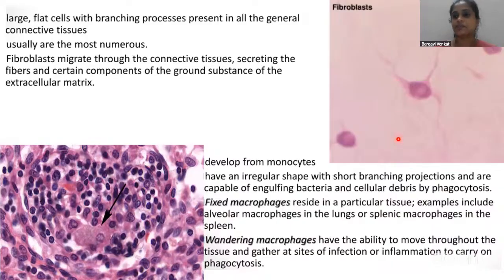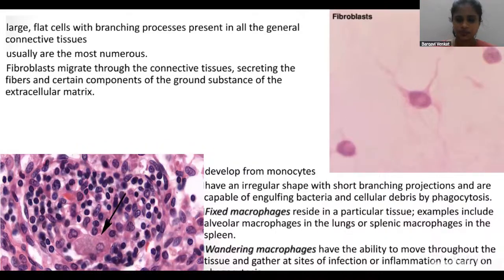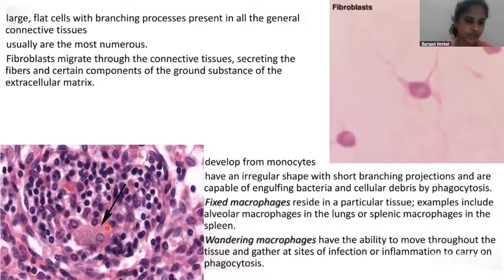Now, coming on to your macrophages. These are your macrophages. You can see one large cell here. This is your macrophage. Can you see why this is large? Because it is phagocytosing the debris or any infection that is present. Your macrophage is your phagocytosing cell. Basically, it is in phagocytosis, right?